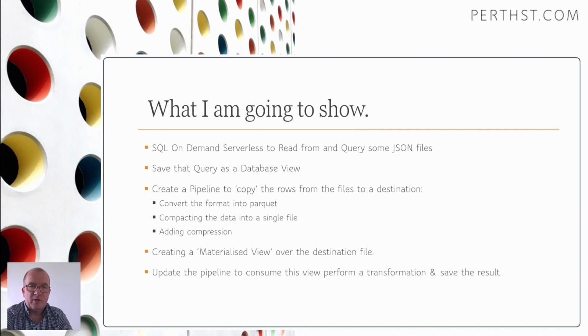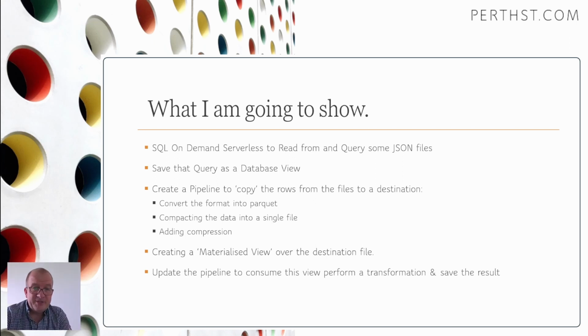So let's just go through what I'm going to show. SQL on Demand, serverless, to read from and query some JSON files. We're going to save that query as a database view. We're then going to create a pipeline to copy the rows from the query to files in a destination folder. Doing so, we're going to convert the JSON data to Parquet. We're going to compact the data from being lots of simple individual files for each row in each piece of JSON, and we're going to also add compression.